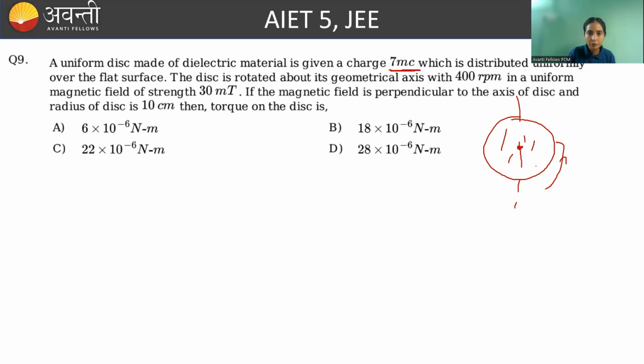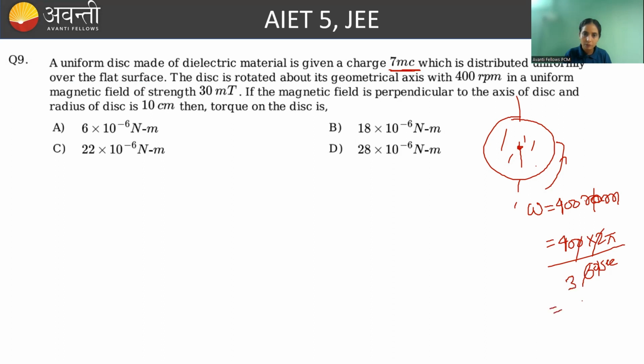Now, omega value is how much? Omega is 400 RPM, meaning with this angular velocity it is rotating. Whenever you solve the question, you should convert RPM into radian per second. How will we do this? 400 rotation per minute. One rotation means 2 pi radian. 1 minute means 60 seconds. So in radian per second, 60 and 10 get cancelled. This is 3. So this is 40 pi by 3. Omega value is 40 pi by 3.